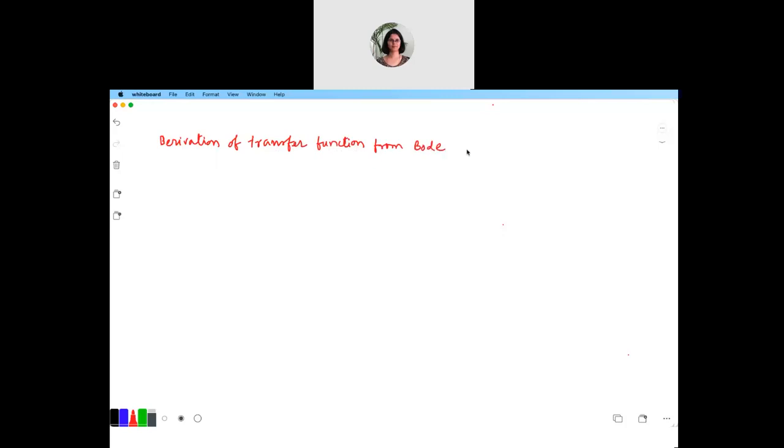So if I have Bode magnitude plot given, I can obtain the transfer function of that system. This is one benefit, one advantage of this Bode plot which we do not get in any other method. Suppose we have the Bode plot given, magnitude plot is given. How do I obtain the transfer function? So to obtain that, what are the steps that we follow?